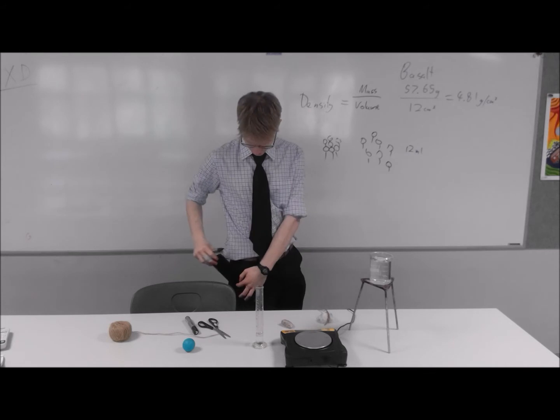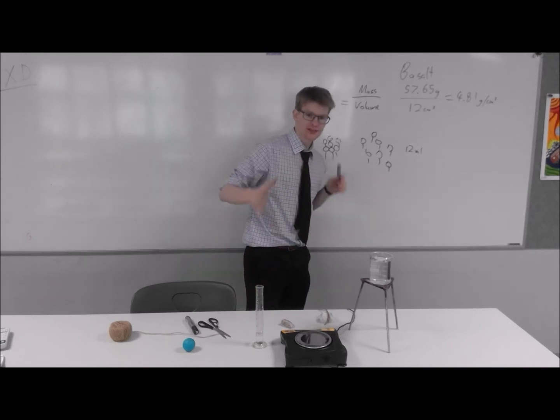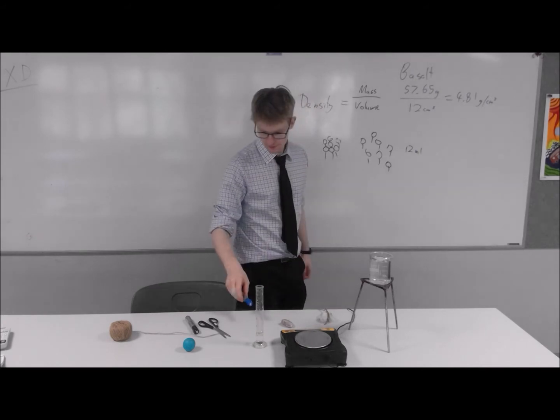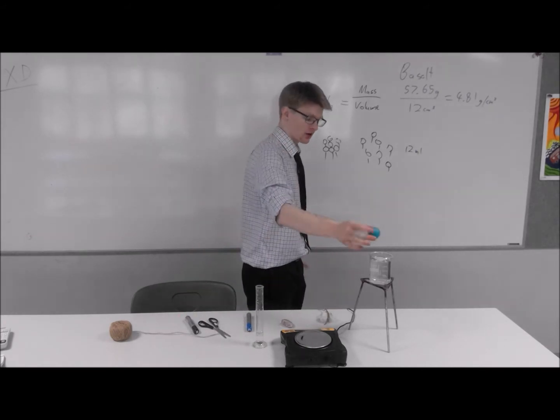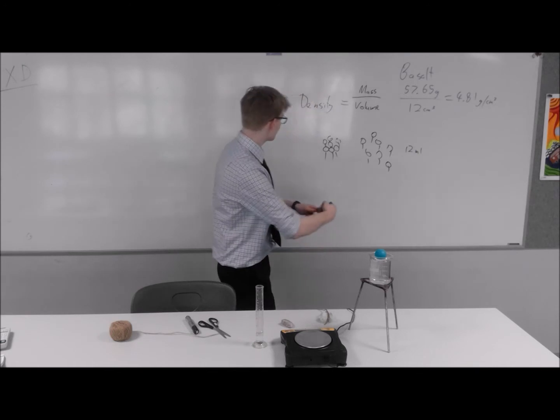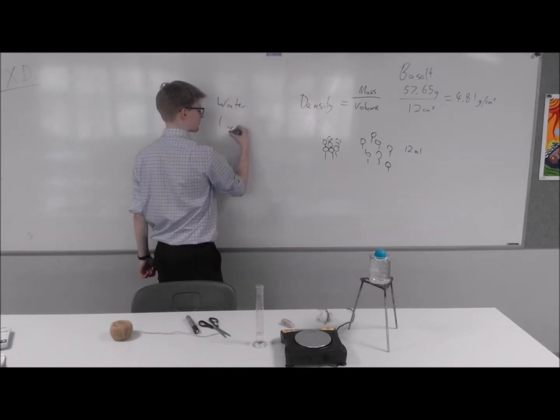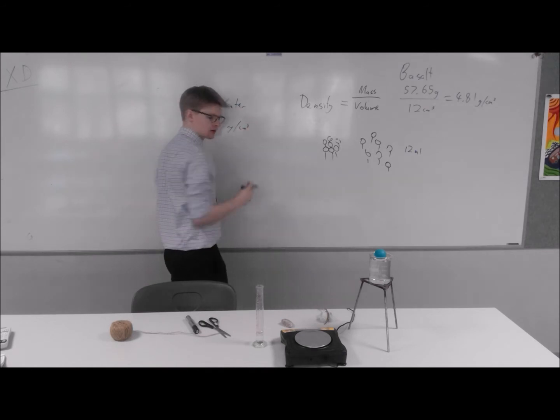Now, in terms of densities, density is the reason why things float or sink. This ping pong ball here, obviously, we know it floats in water. That's because water has a density of 1 gram per centimeter cubed. Okay?